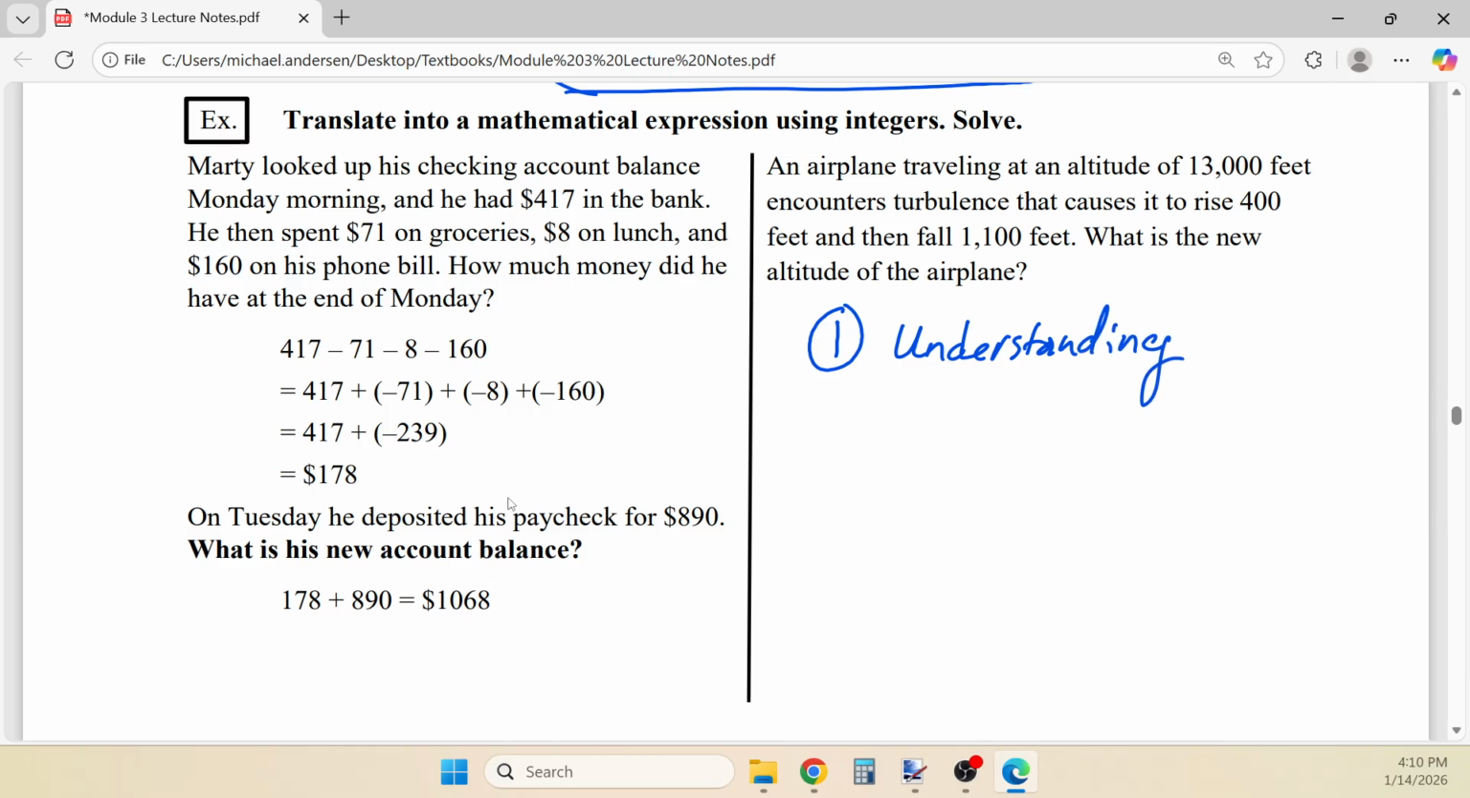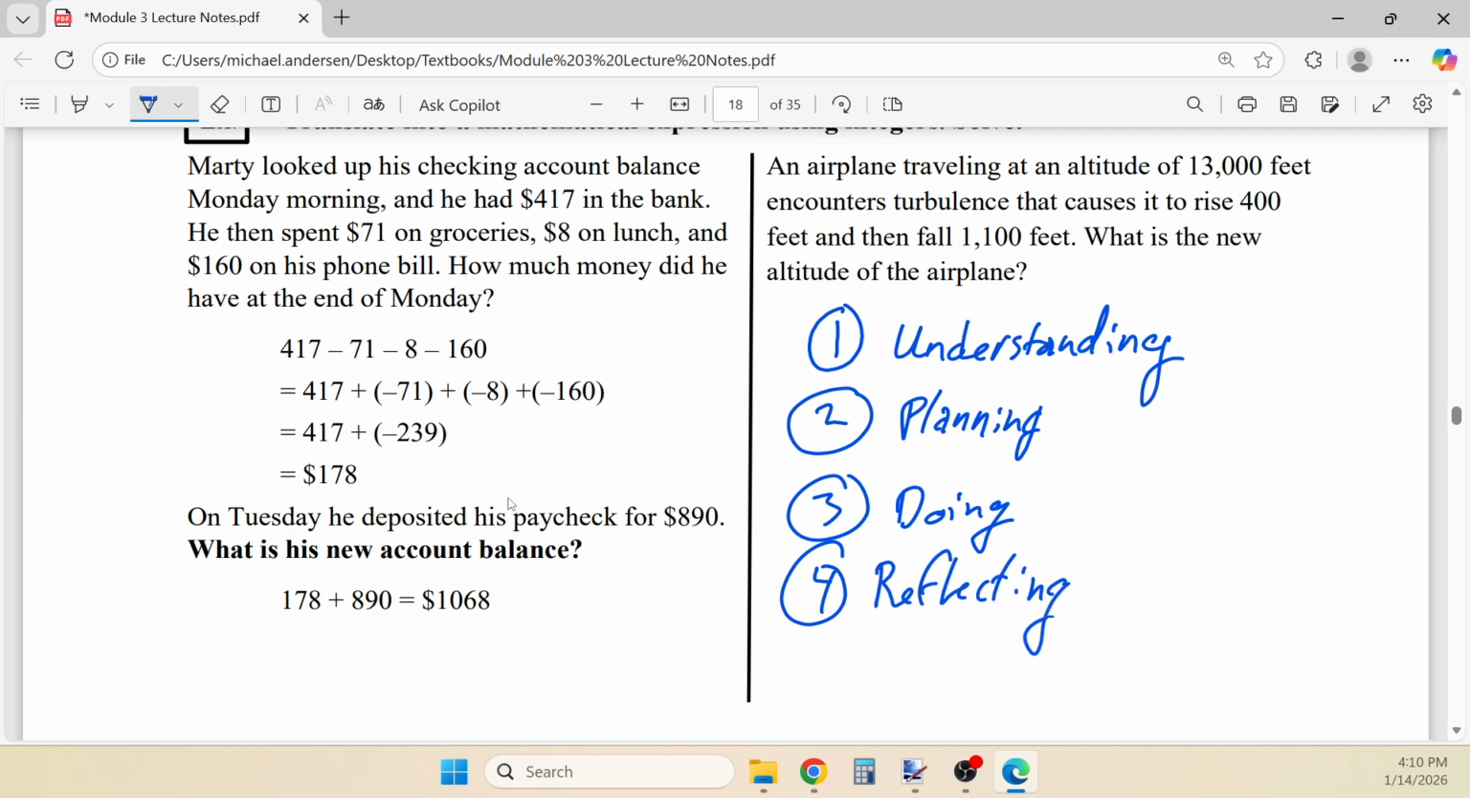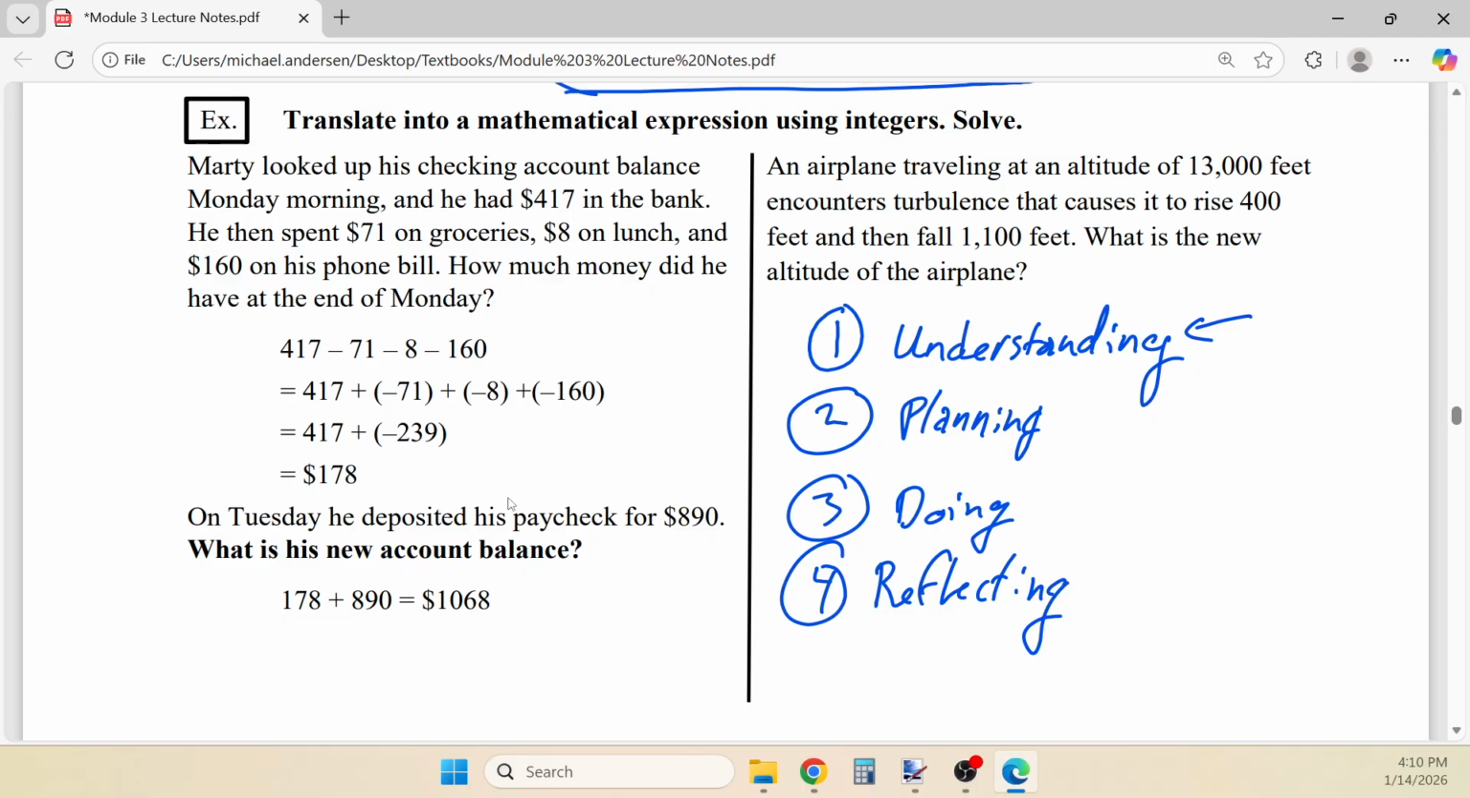The 4 principles are understanding, planning, doing and reflection. Reflecting. Okay. Understanding is we have to know what our goal is, and then we have to figure out what is useful to that and what is not.